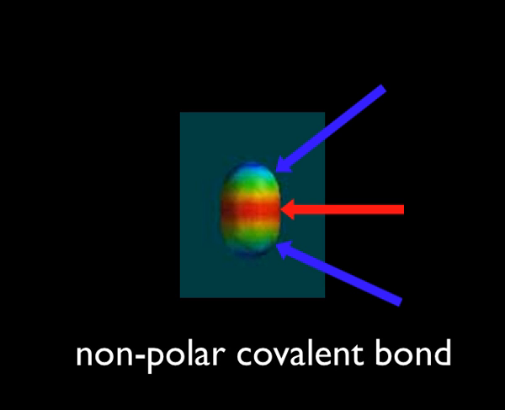If we look at a diagram of H2, we see the two nuclei, which are shown here in green and blue, and the electrons in red. The electrons are directly between the two nuclei. The two electrons in the bond are shared equally, and this bond is called a nonpolar covalent bond.